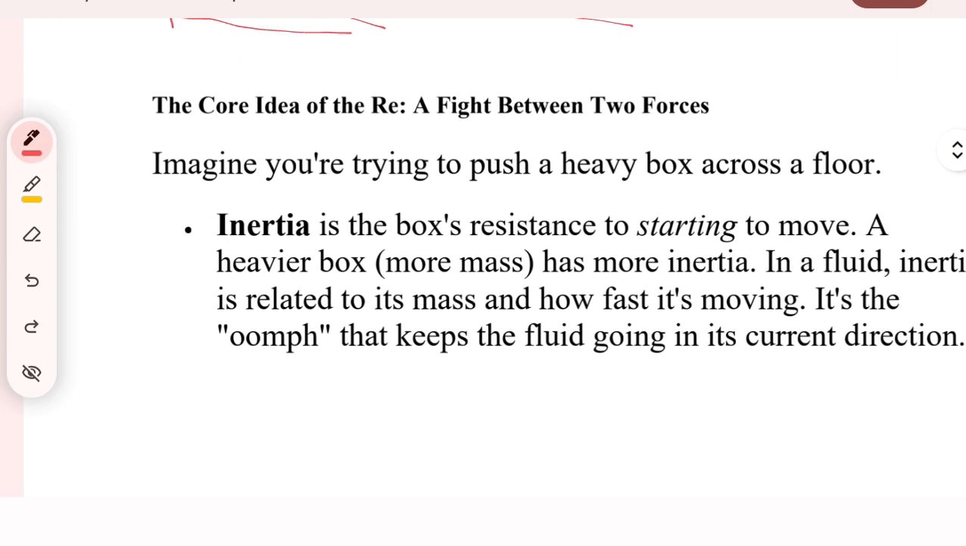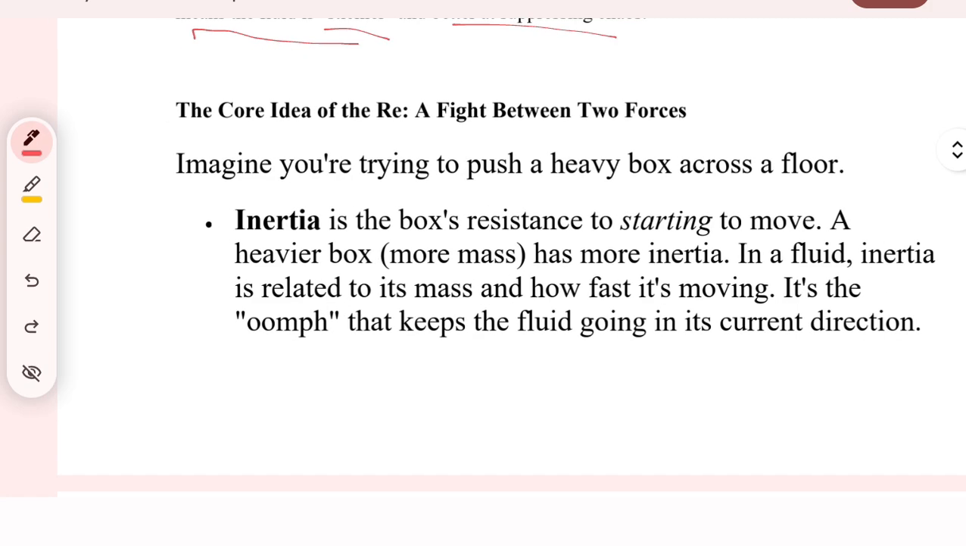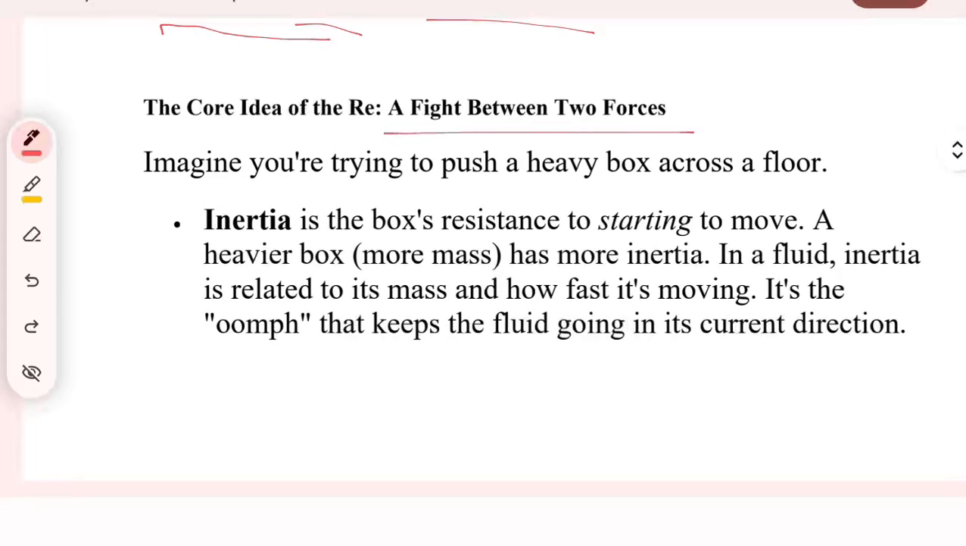It is actually a fight between two forces, no? So the Reynolds number is actually a fight between two forces. Imagine you're trying to push a heavy box across a floor, right? The inertia of the box resists starting to move. The heavier the box, the more inertia. That's understandable. The heavier the box, the more inertia resisting.